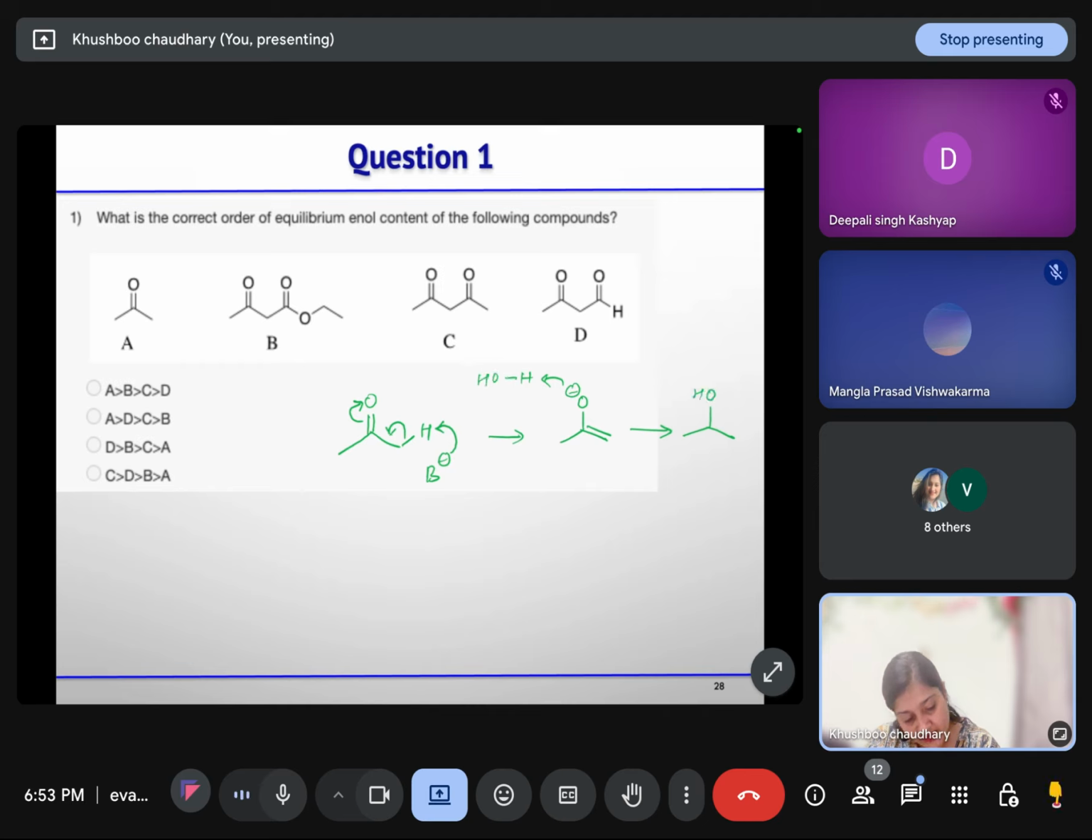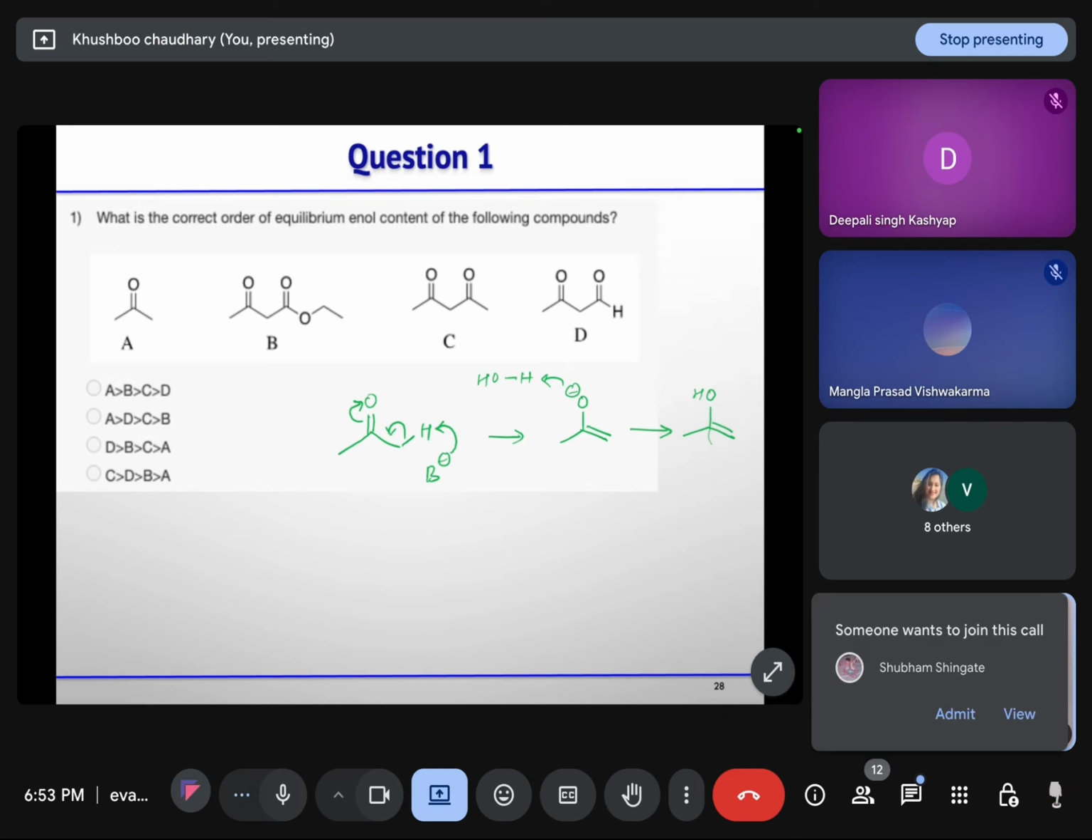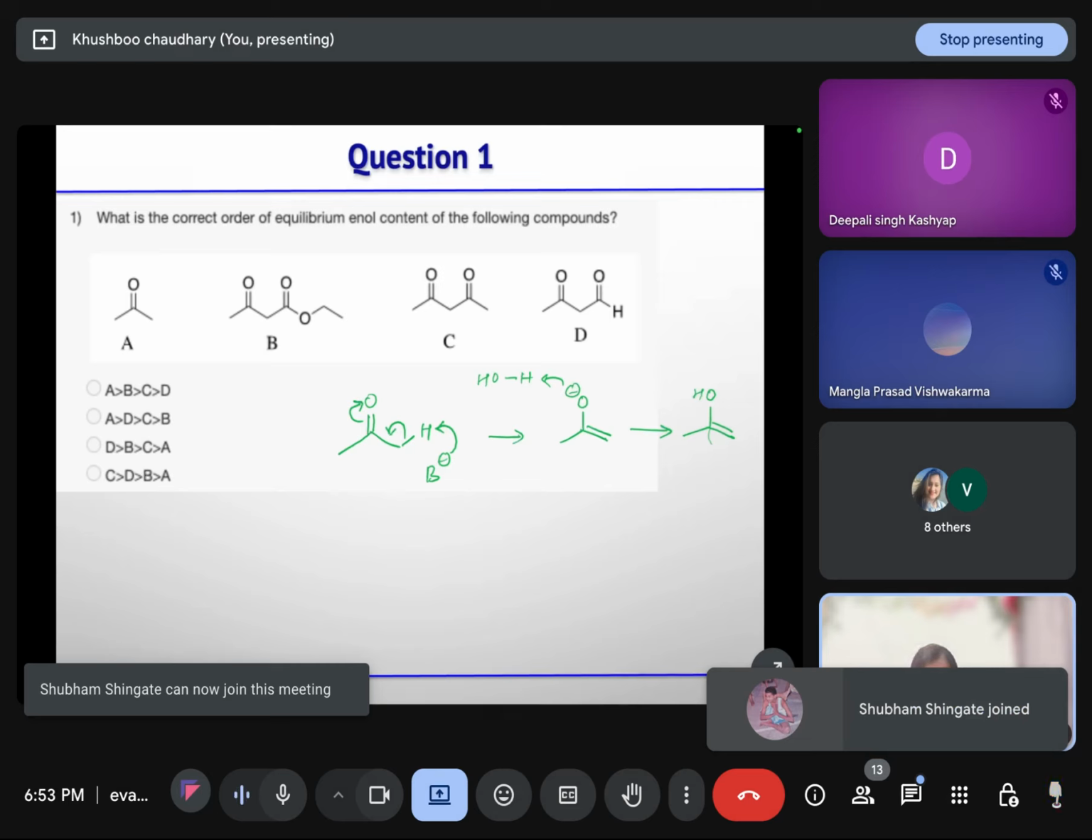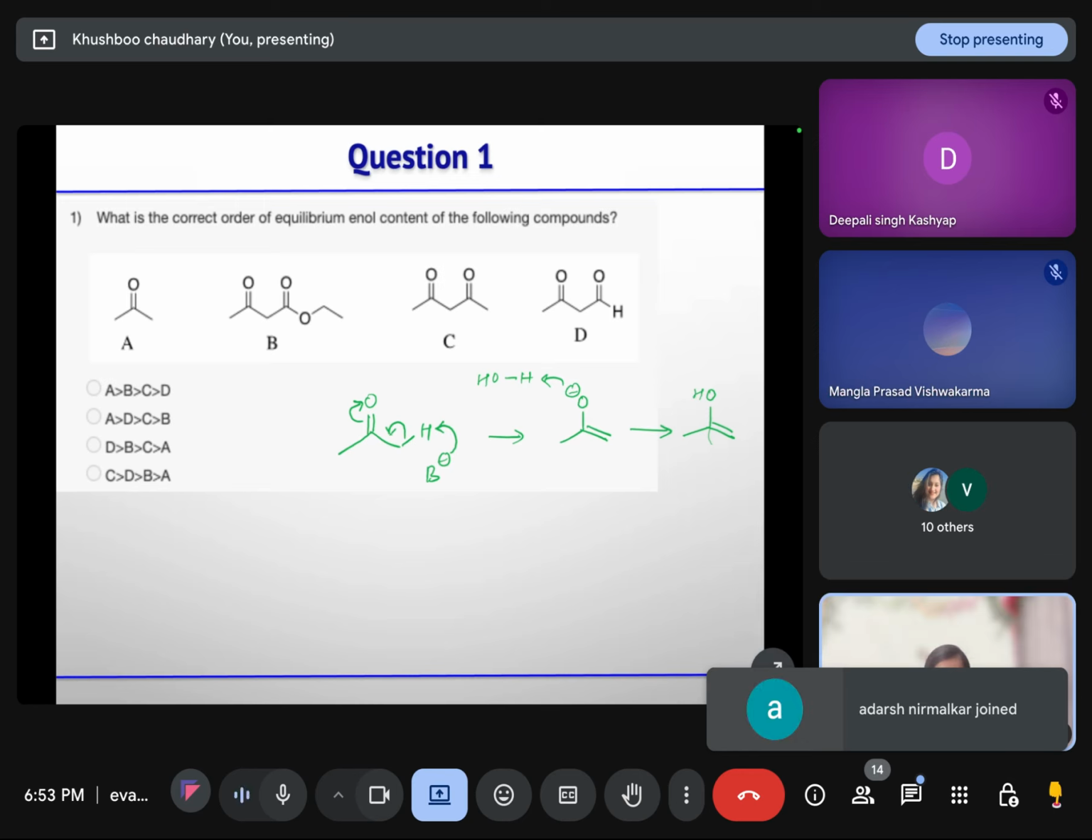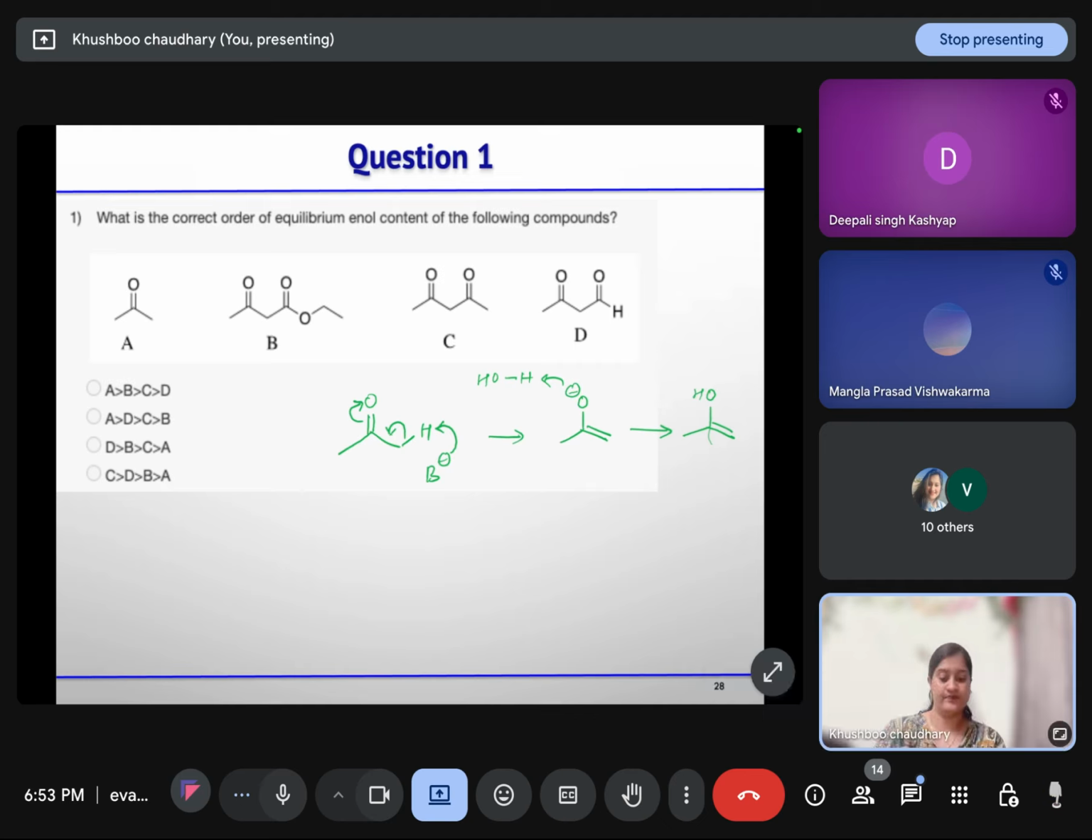So you will get an enol, en and ol. So we will call it enol. Now you have to tell in which of these cases the equilibrium will favor the enol form, and in which case it will not favor.